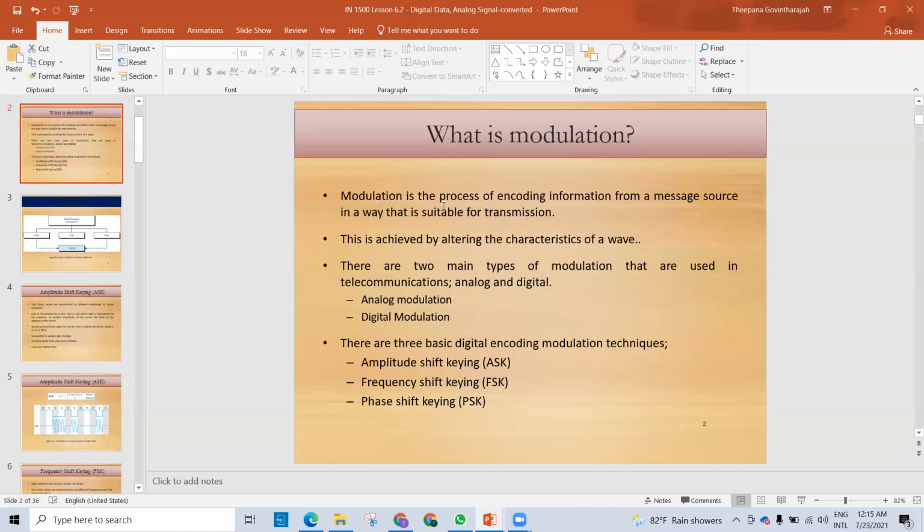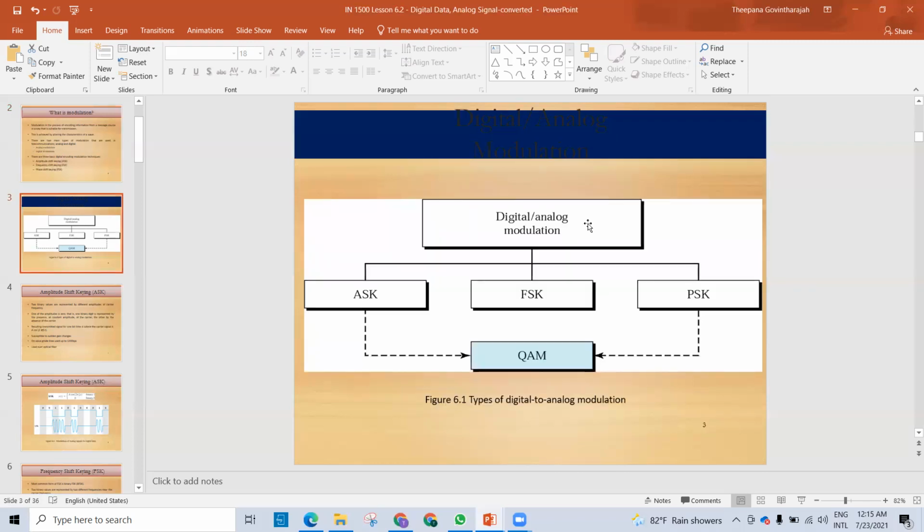First one, amplitude shift keying. Second one, frequency shift keying, called FSK. And third one, phase shift keying. And there is also QAM, quadrature amplitude modulation, which is the combination of amplitude shift keying and phase shift keying.